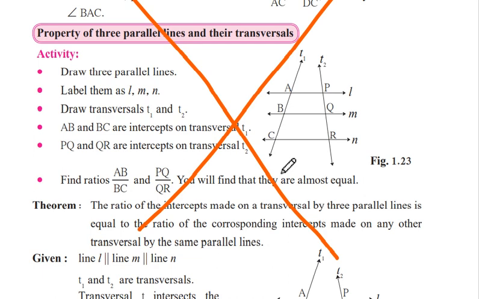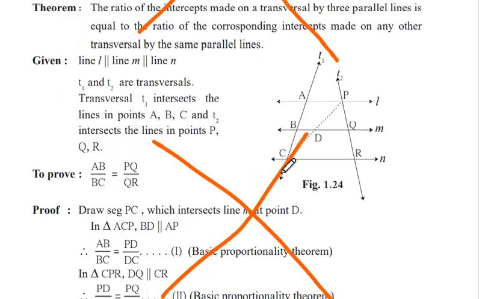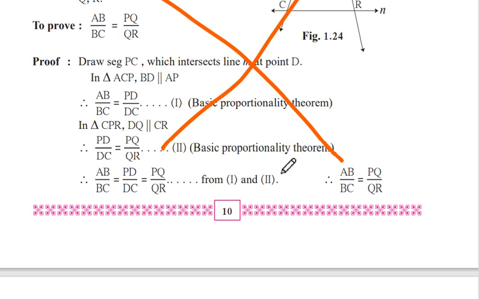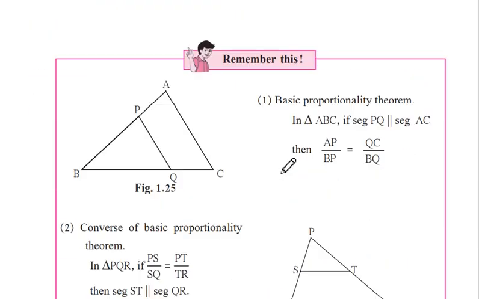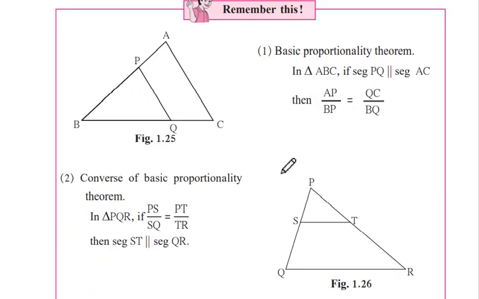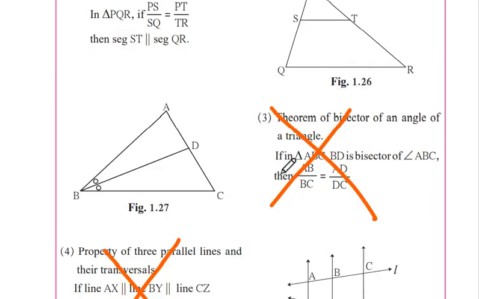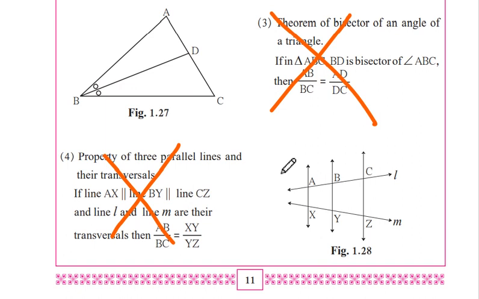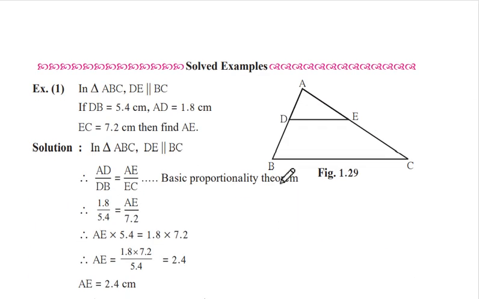Page number 10, that is property of 3 parallel lines, is again omitted. Page number 9 and 10 are completely omitted. Then we'll go to page number 11. In page number 11, remember this, there are 4 sums. First 2 are there, third and fourth are omitted. So in this first chapter, similarity, angle bisector and the concept of 3 parallel lines, whichever sums are related to this have been deleted. So you have to delete question number 3 and question number 4 in page number 11.